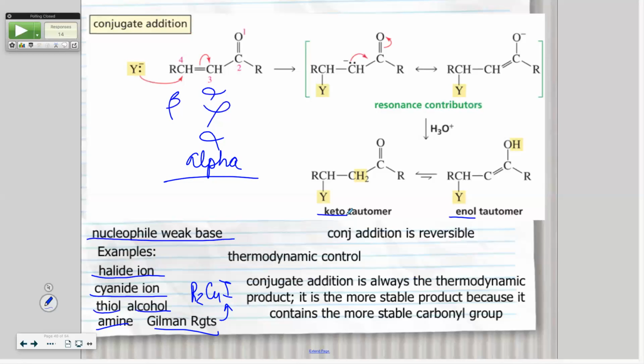So conjugate addition is always the thermodynamic product. It is the most stable product because it contains the more stable carbonyl. So look for weak bases, strong bases. Strong bases react at this carbon, weak bases react at that carbon.